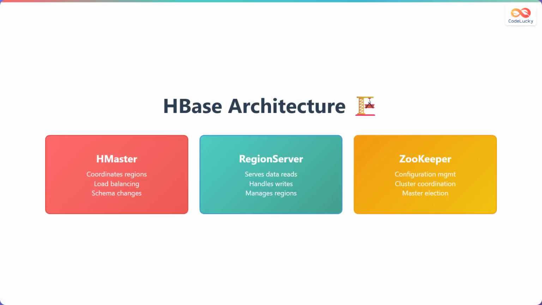Let's explore the architecture of HBase. At the heart of it, we have the HMaster, which coordinates the regions, handles load balancing, and manages schema changes. Then there are region servers. Region servers serve data reads, handle writes, and manage regions. Last but not least, there is Zookeeper for configuration management, cluster coordination, and master election.